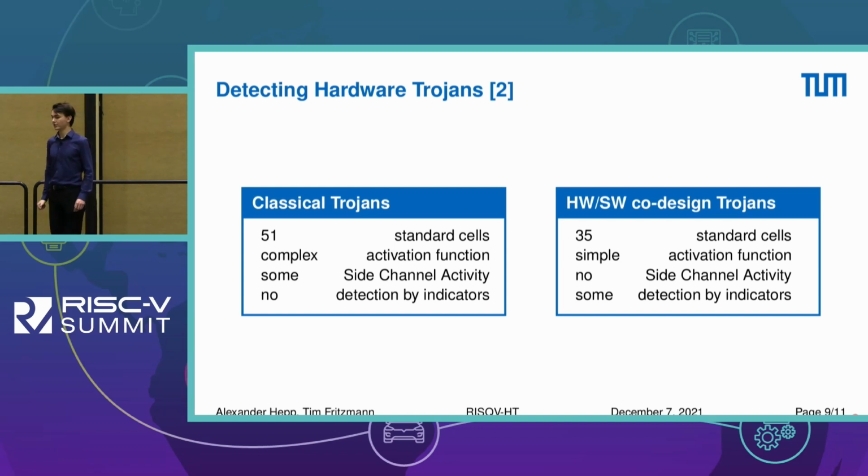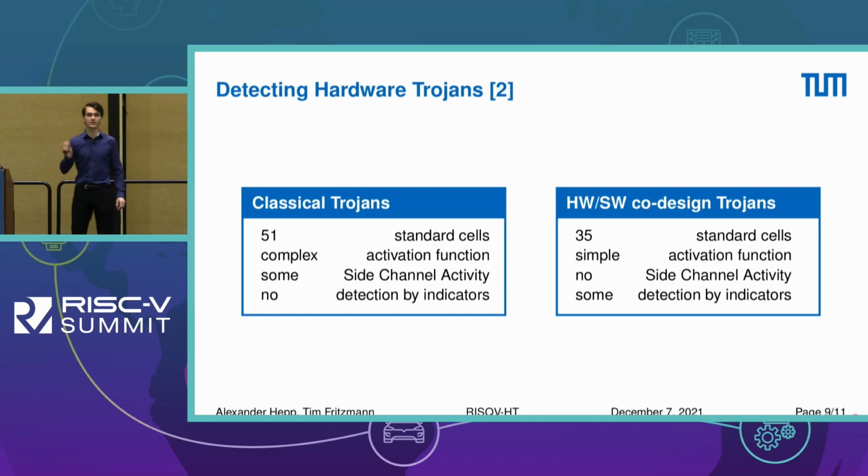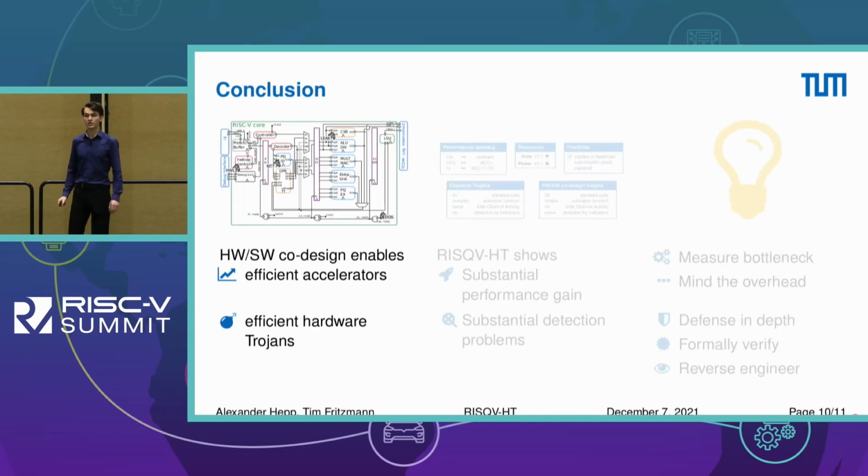And in addition, you have no side channel activity because basically there is only 1 gate that checks if this bit is set, and you can't find that with the side channel. Finally, fortunately, in our case, there were some indicators that made sure that we actually could find this hardware Trojan in the real case, which brings me to my last slide already, which is the conclusion.